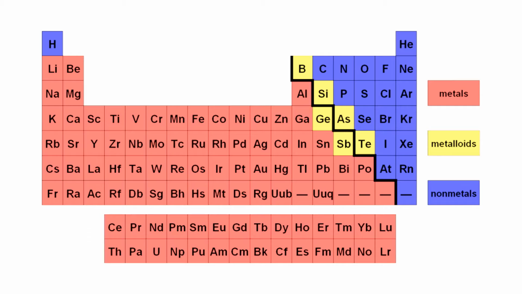In pink color, there are metals, and in blue color, non-metals. These metals and non-metals behave differently in their chemical bonding. In between nonmetals and metals, there are metalloids also.